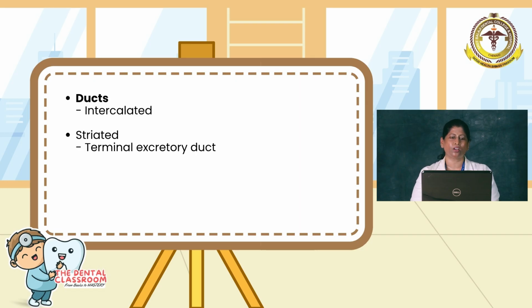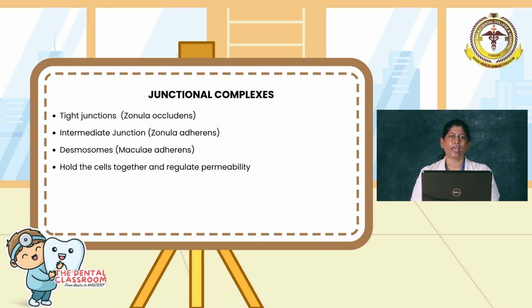Ducts, as already mentioned, are of three types: the intercalated duct, the striated duct, and the terminal excretory duct. The intercalated duct and the striated duct together form the intralobular ducts, and the striated duct forms the terminal excretory duct. The cells are held together to one another by means of junctional complexes, and these junctional complexes include tight junctions or the zonula occludens, the intermediate junction or the zonula adherens, and the desmosome or the macula adherens. The junctional complexes hold the cells together, and these are said to regulate the permeability.